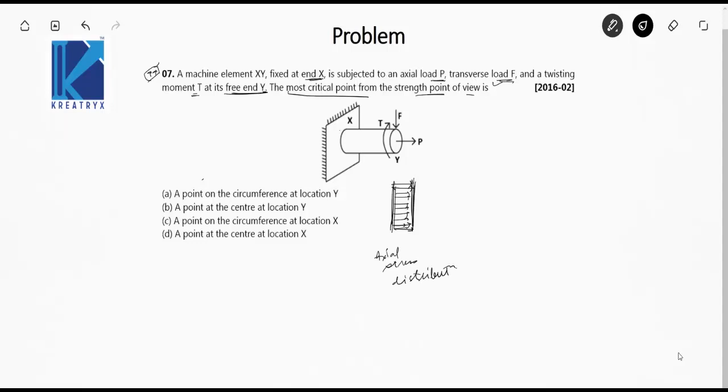What about the torsional shear stress distribution due to this torsion? It's like this. You've studied this in your theory portion, that the torsional shear stress is maximum at the outer periphery. Torsional shear stress.